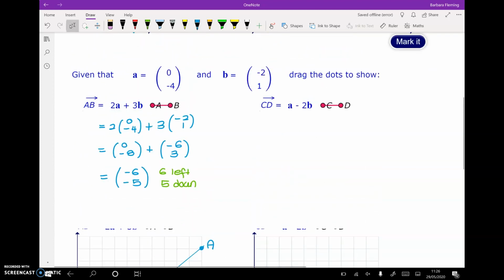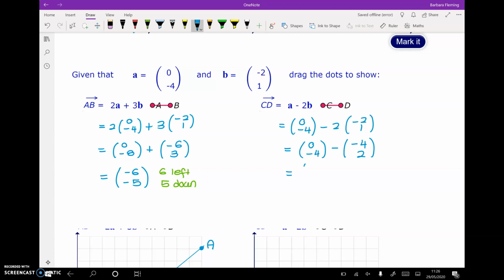Good. Okay, C to D then, we've got our vector A take away 2 lots of our vector B. Twice as long. So nothing to do with our A, (0, -4). And then you can keep the negative out here and multiply by 2, but we'll just have to be careful about that negative later on. So 2 times -2 is -4, 2 times 1 is 2.